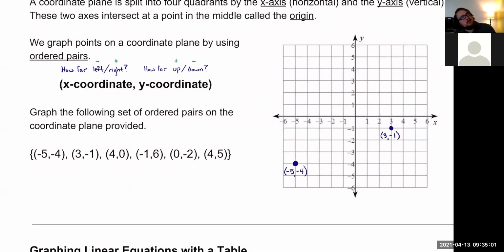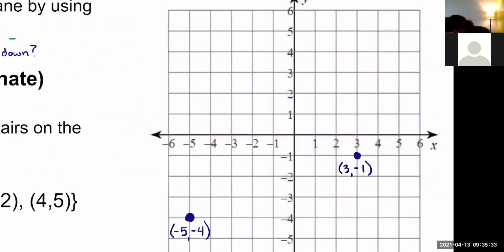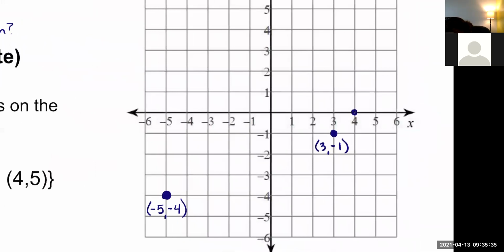So far, so good. Next one, a little bit unique. 4, 0. So I'm back at the origin again. Where's the 4 telling me to go? To the right. How many? 4 units. So 1, 2, 3, 4. And then where's the 0 telling me to go? Stay right there. 0 tells us up or down, but in this case, we're going 0 units. So I'm trapped on the x-axis, and that happens from time to time.